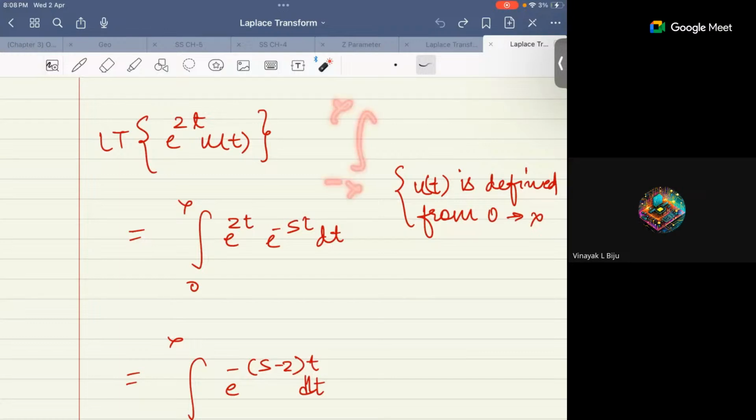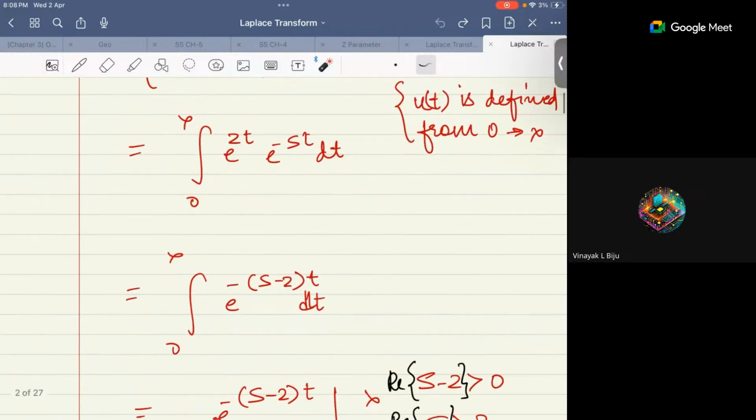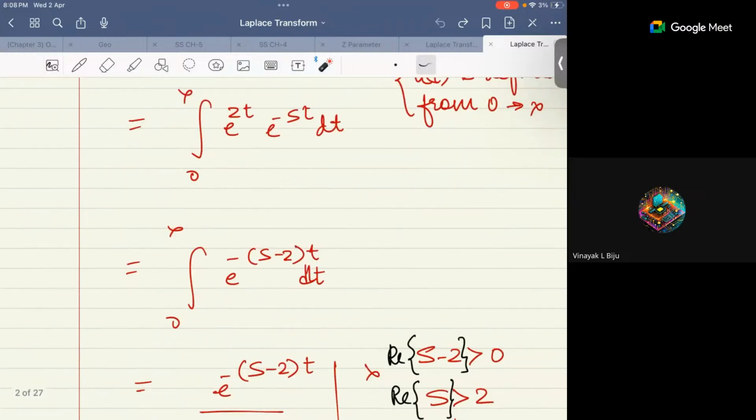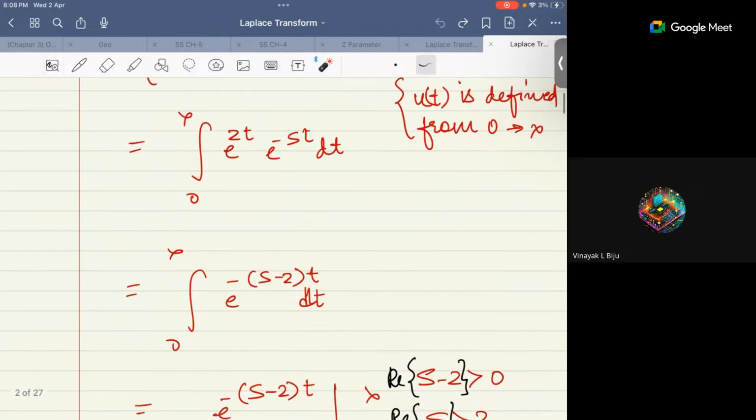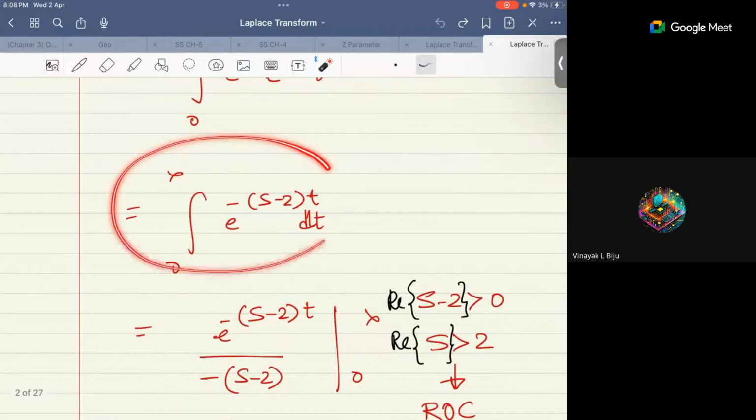Okay, you will integrate it. Then e to the power 2t, multiplied with e to the power minus st, and then we have to integrate it from 0 to infinity, because you already know that u(t) is defined from 0 to infinity. So from minus infinity to 0 everything will get cancelled, so you'll just be left with 0 to infinity, right? And this is the case that you will be getting in the end: e to the power minus (s minus 2)t dt.